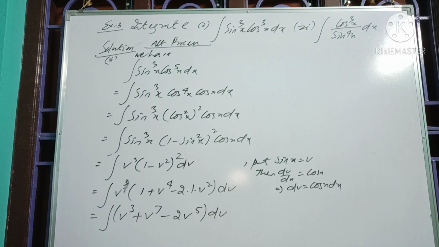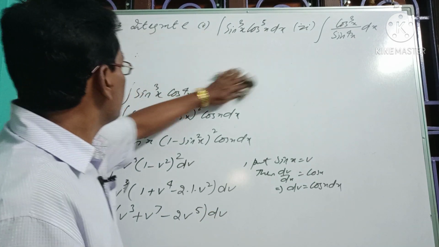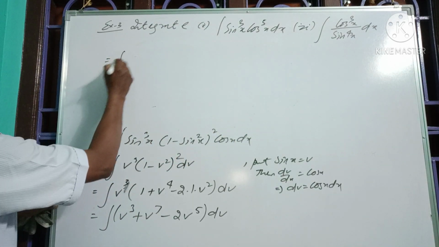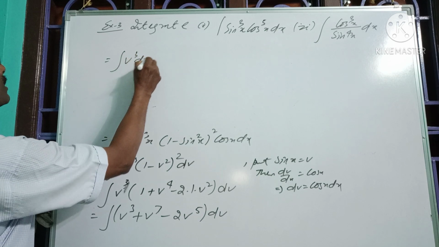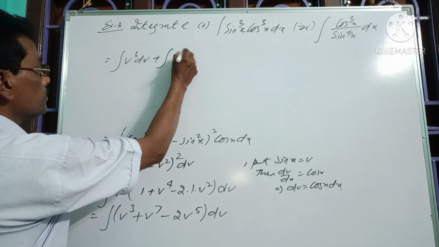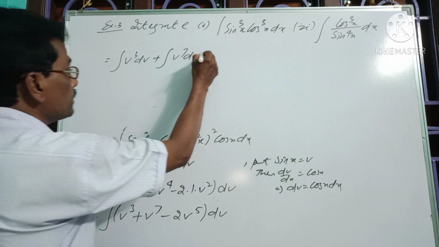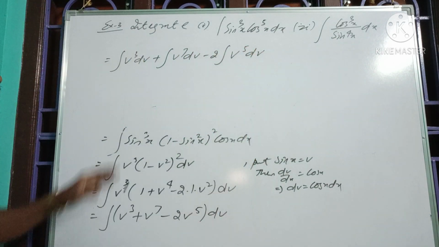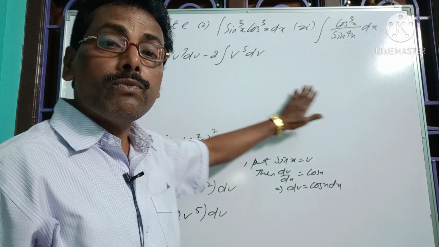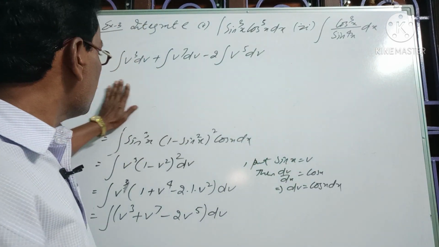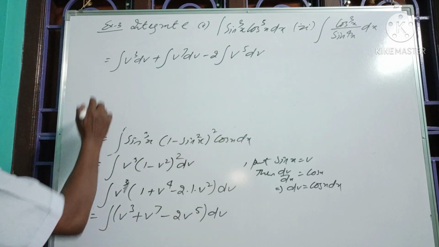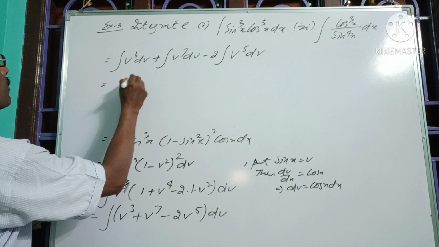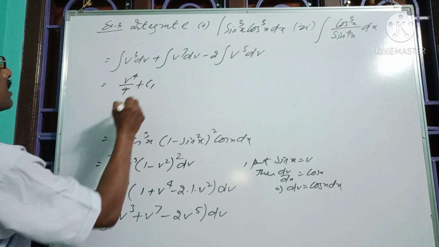Now applying the algebra of integrals, we have integration of v to the power 3 with respect to v plus integration of v to the power 7 with respect to v minus 2 into integration of v to the power 5 with respect to v. So now all the integrals are in the form of a power function of v, which are easily integrable. So integrating, integration of v to the power 3 with respect to v will give us v to the power 4 by 4 plus c1, the constant of integration.